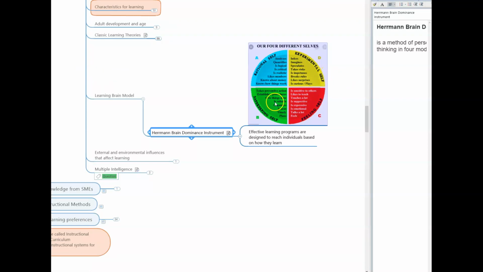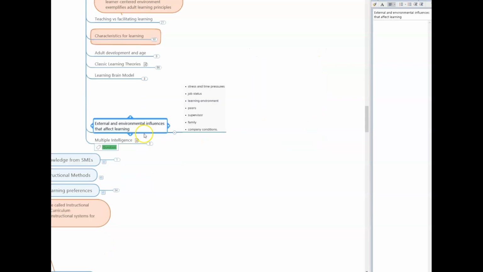If you go around in a clockwise direction, there's the experimental self, the feeling self, the safekeeping self, and the rational self. 4 different cells. Effective learning programs are designed to reach individuals based on how they learn, and that's what Herrmann's 4 levels brain dominance instrument helps with. External and environmental influences that affect learning. There are several: stress and time pressures, job status, learning environment, peers, supervisor, family, and company conditions.